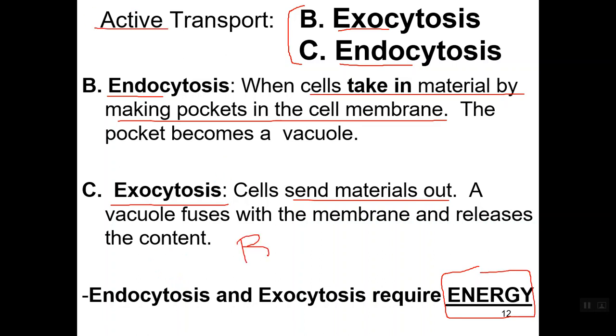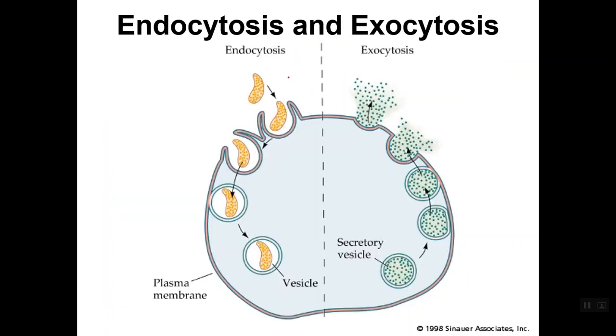This is bulk transport. This is where you go to either take things in or ship things out en masse. You have a lot of proteins or a lot of amino acids or whatever it is. So here's the picture. On the left side, we're showing you endocytosis.